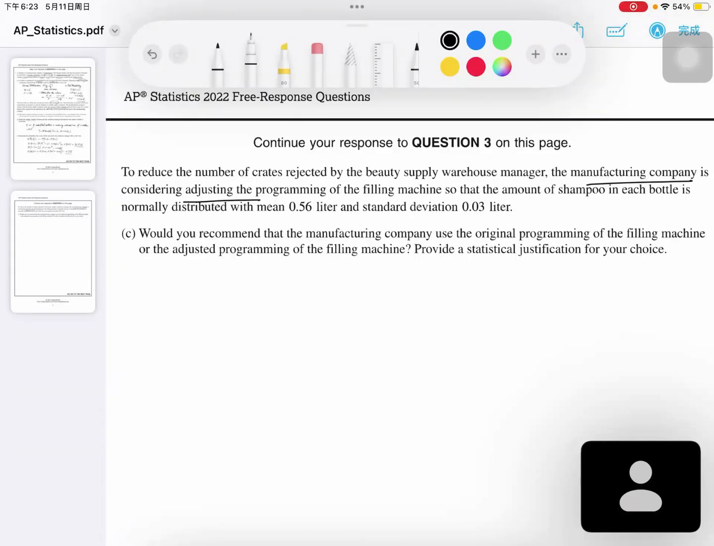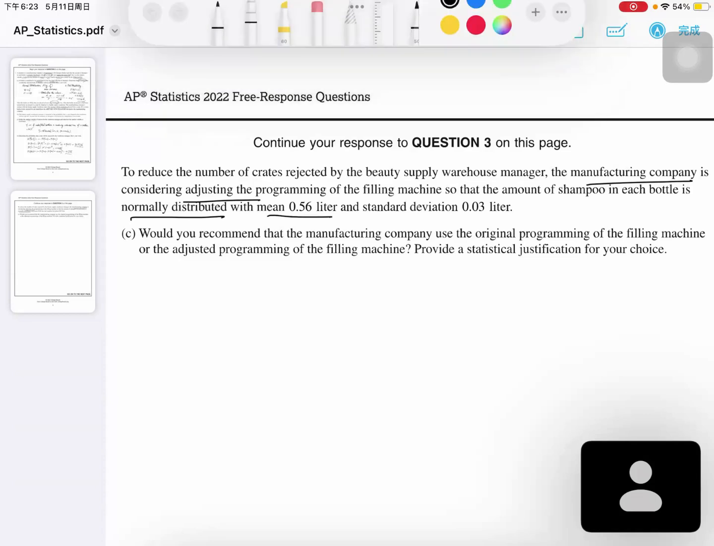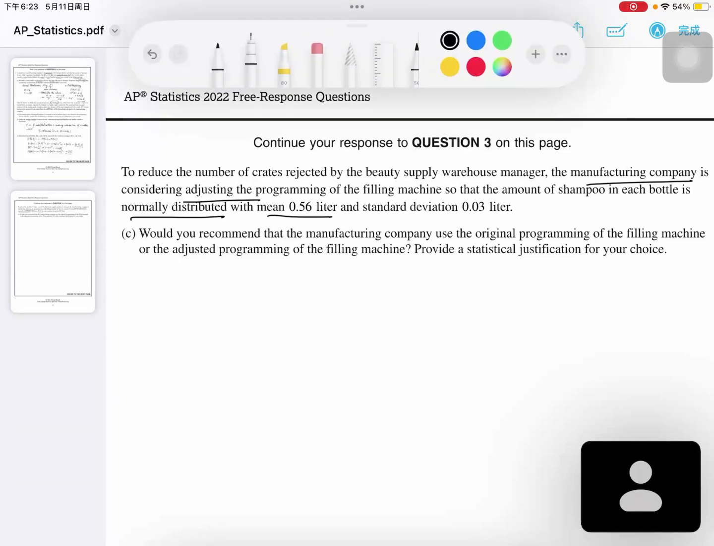So we finally come to part C. Our aim is to reduce the number of crates rejected. So the company considers adjusting the programming of the filling machine so that the amount of shampoo in each bottle is normally distributed with mean 0.56 liter and standard deviation of 0.03 liter. So only the two parameters, that is mu and SD, are adjusted.